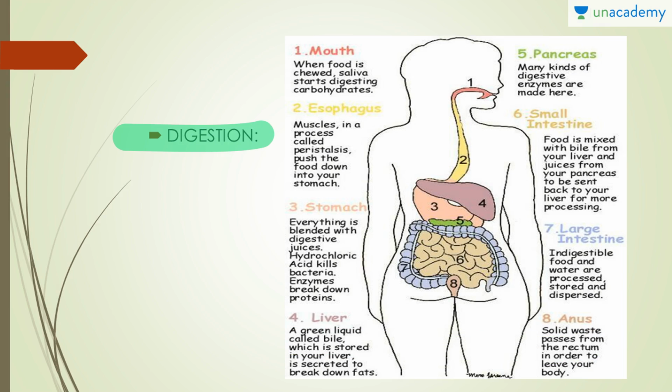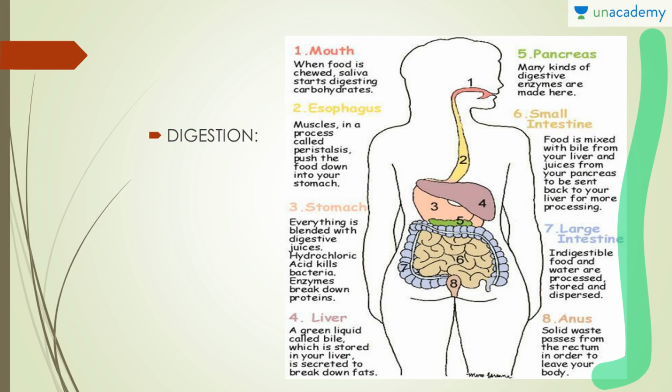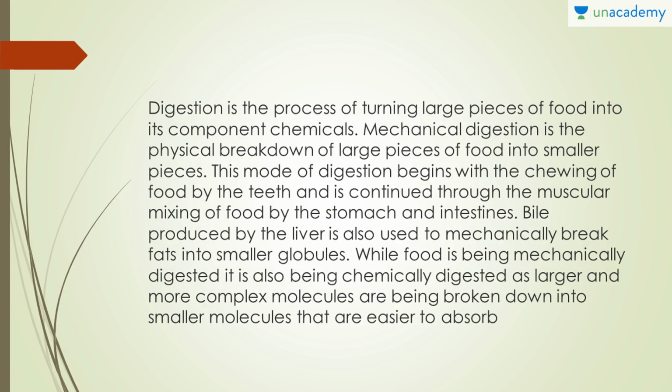Now, here we go. This is a picture related to the process of digestion in a nutshell, explaining digestion along with the revision of lecture 1. Now, the process of digestion: turning large pieces of food into its component chemicals.